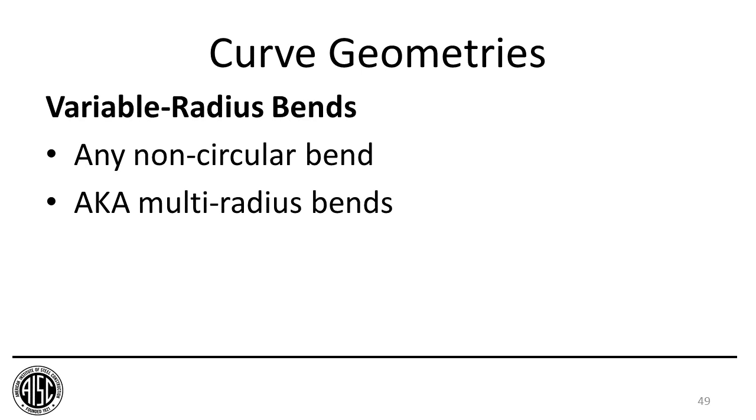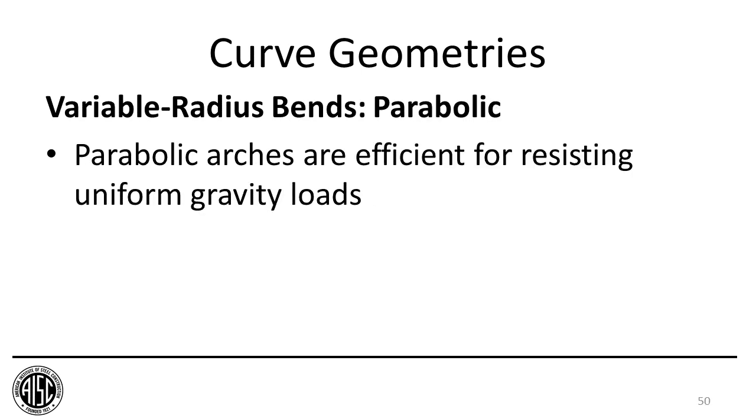Okay, probably one of the most popular ones, and I showed you the parabolic curve earlier in the presentation, is going to be the variable radius bend. And that's going to be any non-circular bend, also known as multi-radius bends. So probably the most popular is the parabolic, and the reason for that we'll talk about in session 2 is because parabolic arches are extremely efficient for resisting uniform gravity loads.